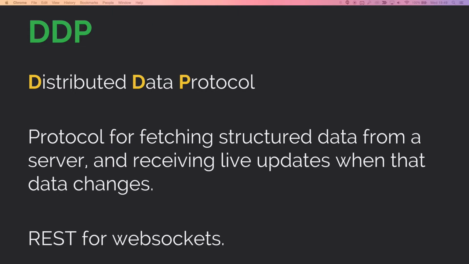So let's talk about DDP. If you remember back, that little circle in the middle of the screen that represented the connection protocol between the client and the server, that was DDP. And DDP stands for Distributed Data Protocol. It's a protocol for fetching unstructured data from a server and receiving live updates of when that data changes over a WebSocket, right? It's kind of like REST for WebSockets, if you will.